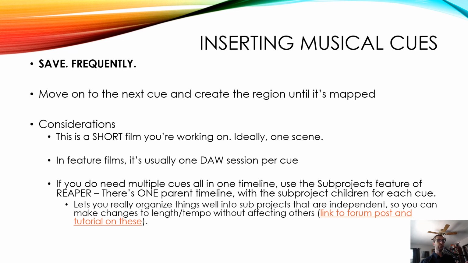If you do need multiple cues all in one timeline, Reaper has a project called Subprojects. This is a great feature where there's one parent timeline, and then you can insert the subproject children for each cue. This is really great for organizing things into subprojects, into subfolders that are independent, so you can make changes to length and tempo without affecting other things.